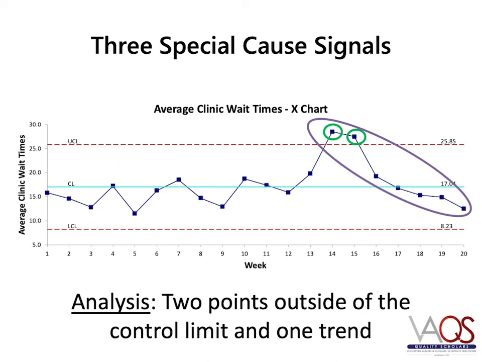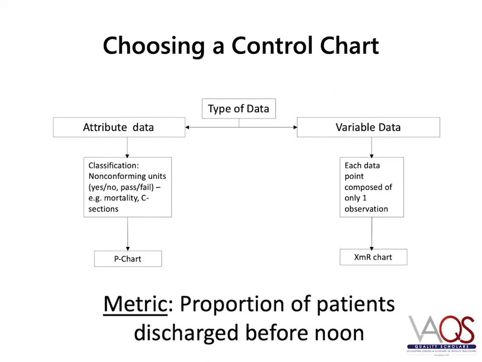As you may have noticed, we have not included the moving range chart with the X chart. Although the average moving range is used to create the control limits and is helpful to understand variation in the data, only the X chart is used for the detection of special cause signals.